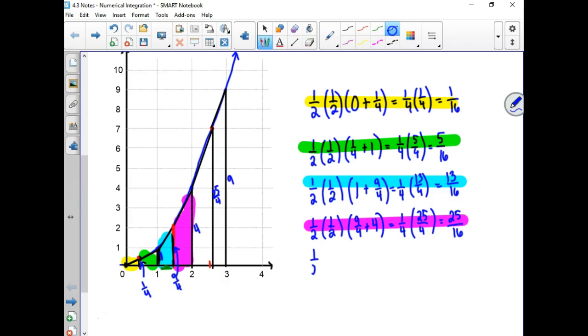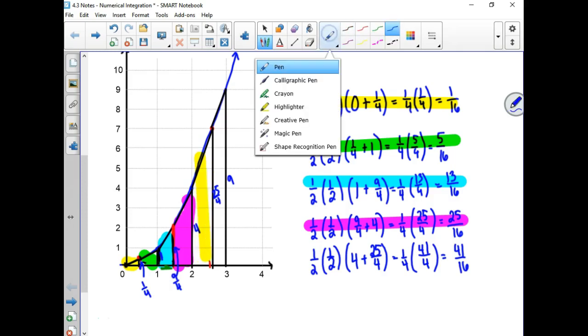The next would be 1/2 times 1/2 times 4 plus 25 over 4. And so this is going to be 1/4 times, let's see, 4 would be 16 over 4, and then 16 and 25 is going to give us 41 over 4, which gives us 41 over 16. That is the fifth trapezoid, and then finally our last trapezoid.